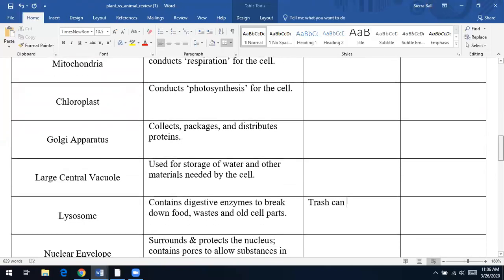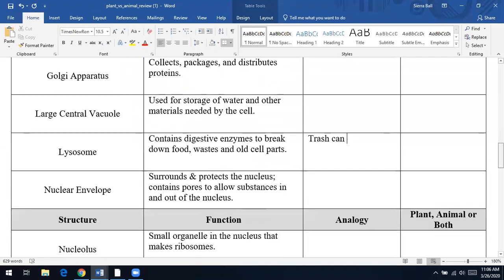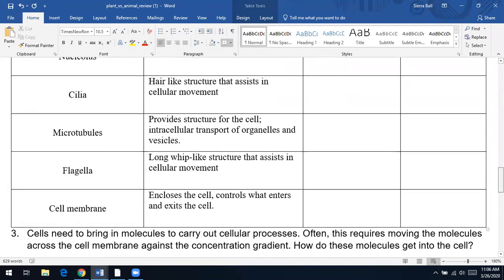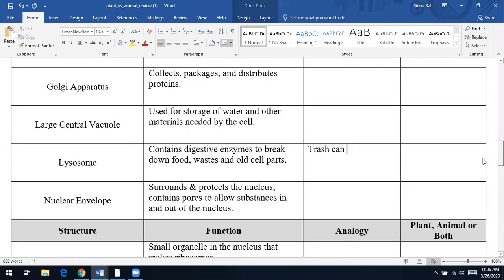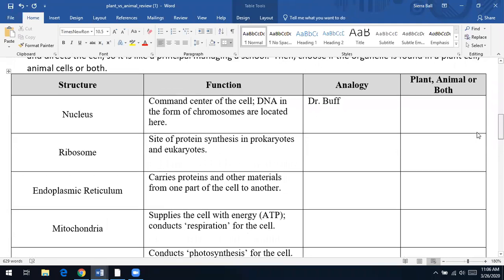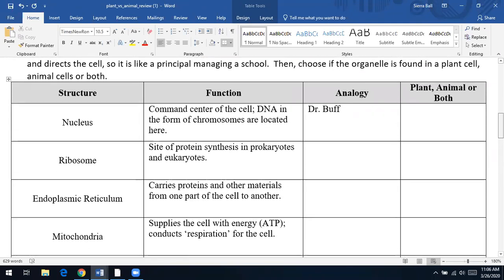Collects, packages, and distributes proteins. You could be looking at your mailbox for the Golgi. That's what I want from you guys. I want you to go around your house and find analogies for these different organelles. You only have to do two. Post them and tag BioBosses for me on Instagram, okay? Can you guys do that for me?